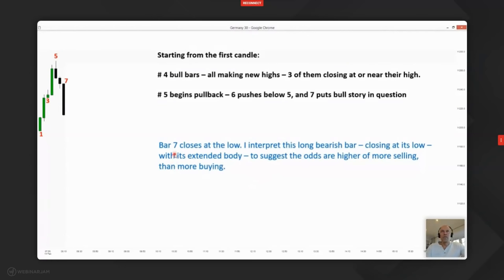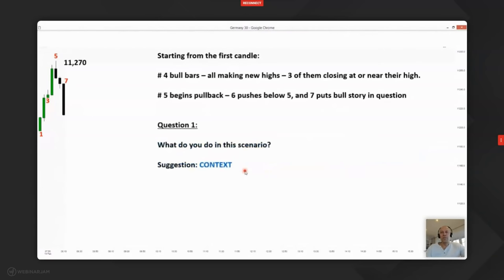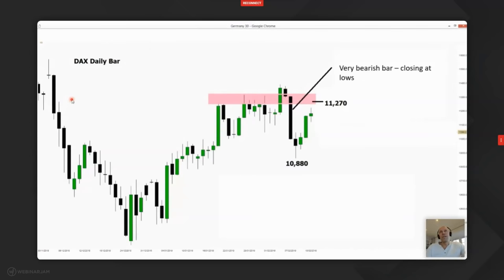Okay. So bar number 7 closes at its lows, but isn't it so incredibly important when we are price action traders that we have context? We need to take context in mind. So what do you do in this scenario? What is context in this scenario? Well, this bar that we're seeing here is a 5-minute bar.